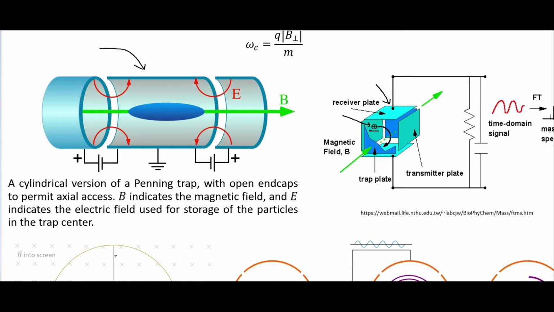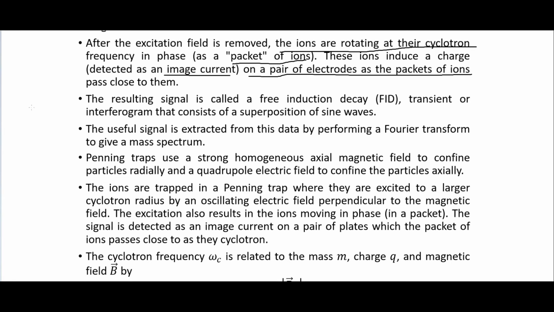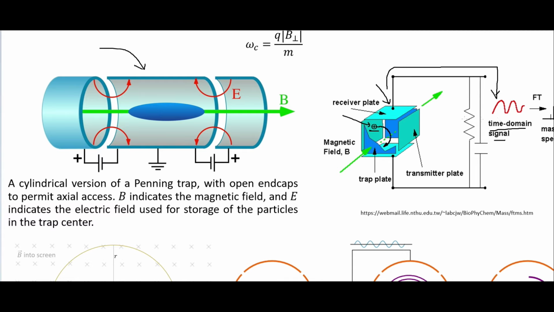As the ions spin around inside of this thing, they are inducing electric currents in those plates. And so that induces an electric current here in these wires, which then will have a certain frequency that we can then detect in the time domain signal here. The resulting signal is called a free induction decay transient or interferogram that consists of a superposition of sine waves. So as I said, this is going to induce a current that will then have this frequency here.